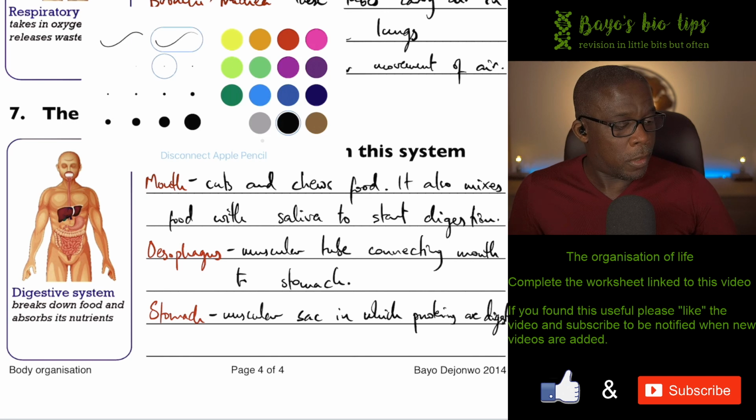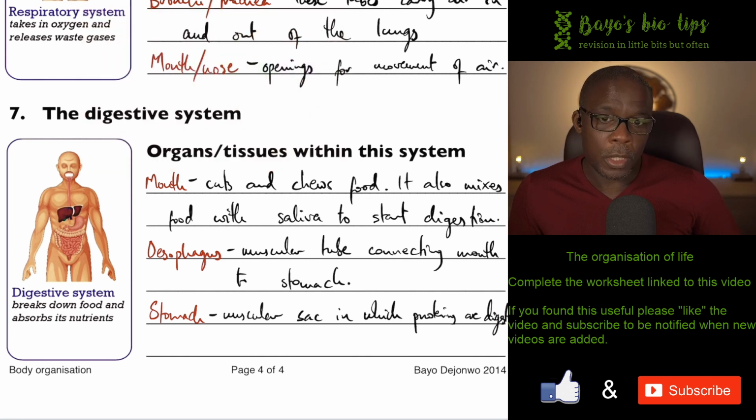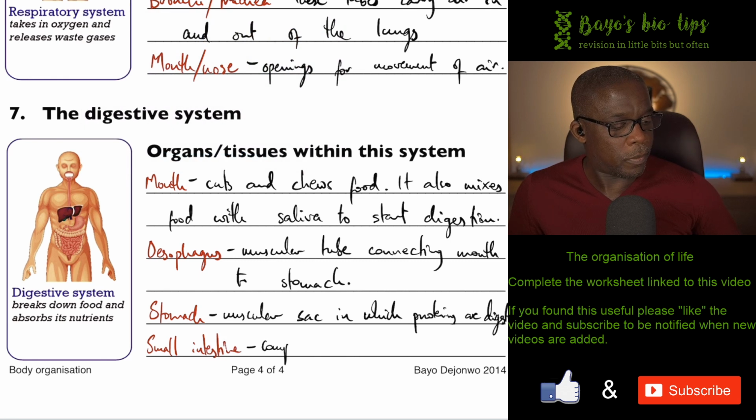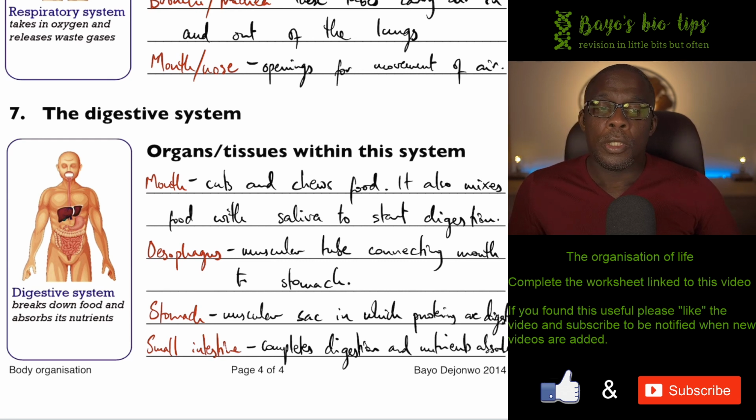And then one last set of organs and tissues, even though this won't be an exhaustive list, it won't be a list of everything, would be the small intestine. Where digestion is completed and nutrients absorbed. So that's the digestive system.